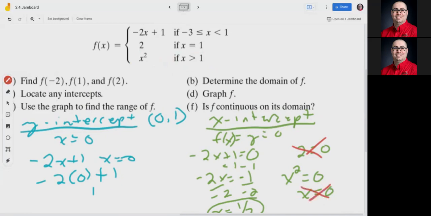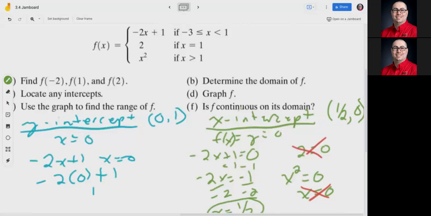So the only x-intercept I'm going to have would be (1/2, 0). So that would be our intercepts there. Okay, so just go through each piece and see if it can equal 0. If it does, you get an x value. Make sure that x value is within the range for that piece, the x value interval.